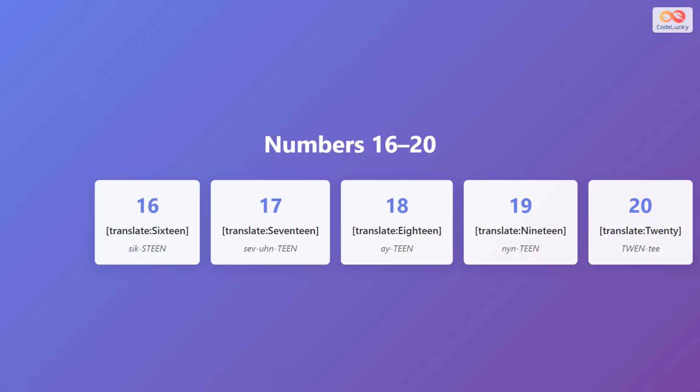Now let's learn numbers 16 through 20. 16 is sixteen, 17 is seventeen, 18 is eighteen, 19 is nineteen, 20 is twenty. Like 13 through 15, the numbers 16 through 19 also end with the teen sound. 20 is different because it follows its own pattern. Practice saying each number clearly.